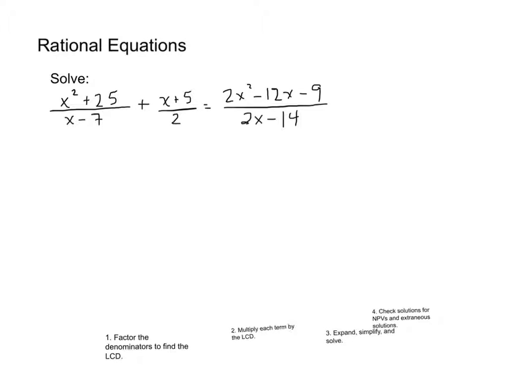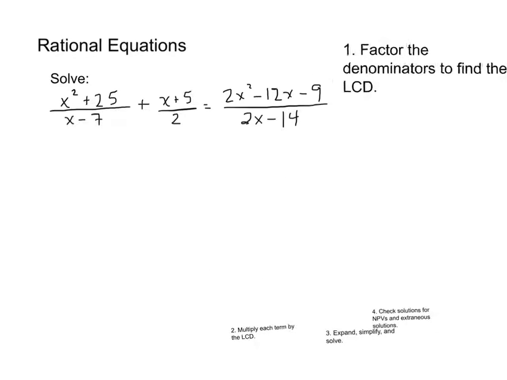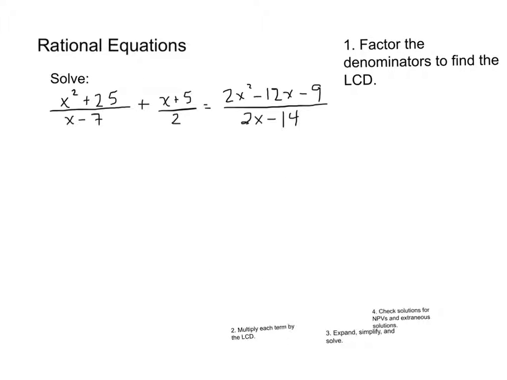We need to solve this rational expression, which means we need to figure out what x is equal to. And the first step is to factor the denominators to find the lowest common denominator. That's exactly like you do with adding and subtracting. So there's no difference there.